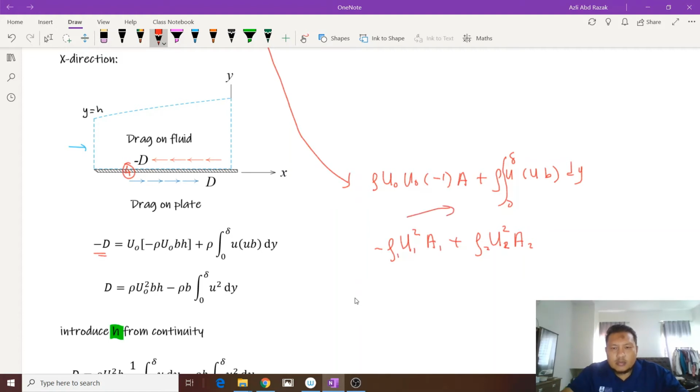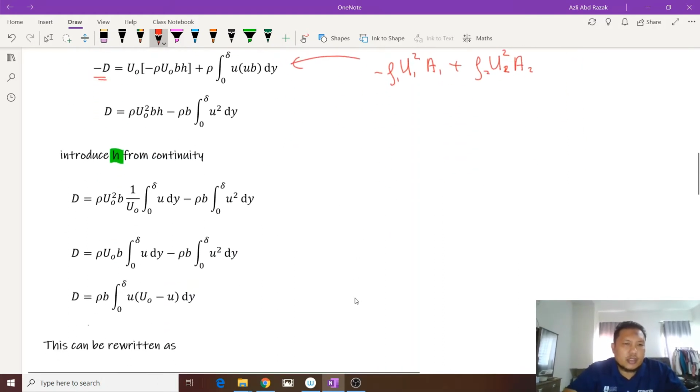So we can transform to this form. So we can see here. From here, if we do some arrangement or simplification for this equation, it shows that the d equals rho u naught squared bh minus rho p integration from 0 to delta u squared dy. When we introduce the h from the continuity equation, we know already the value of h. So now we try to solve this h. So we put the h here.